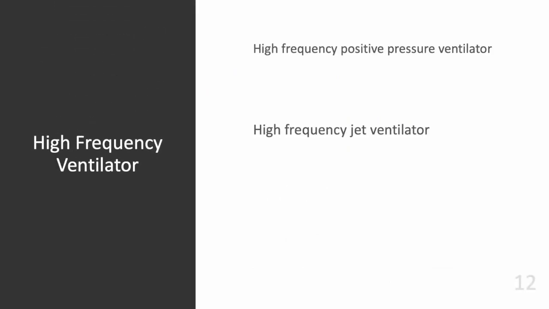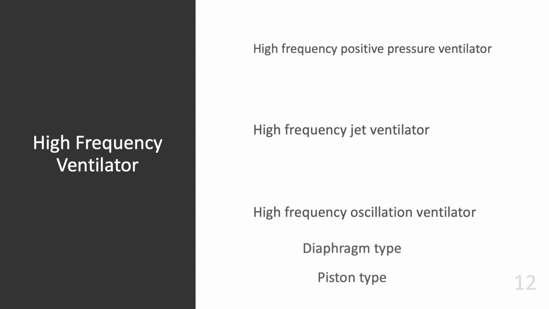And this slide shows the classification of HFOs. High-frequency positive pressure ventilation increases the frequency in conventional mode, and high-frequency jet ventilation delivers high-pressure jet flow at high frequency. And the subject of our discussion today, high-frequency oscillation ventilators, are classified especially according to the type of drive, like diaphragm and piston type high-frequency oscillation ventilators.